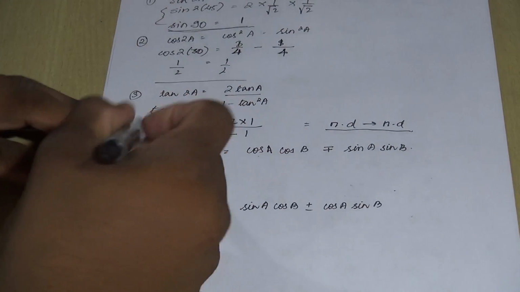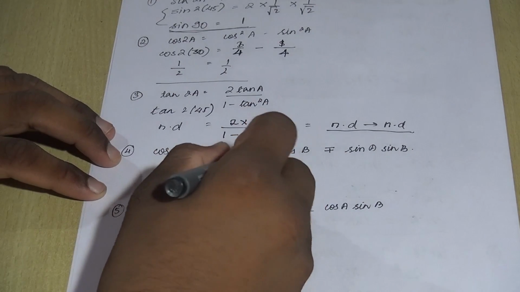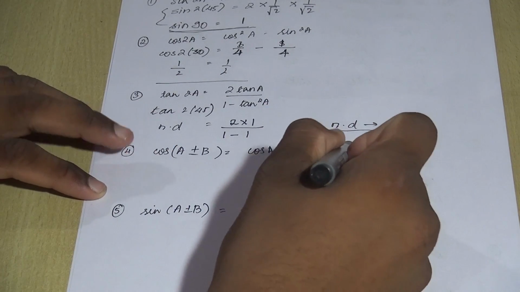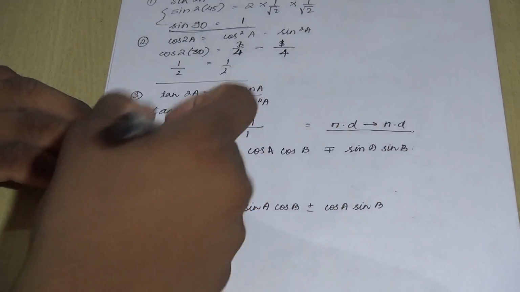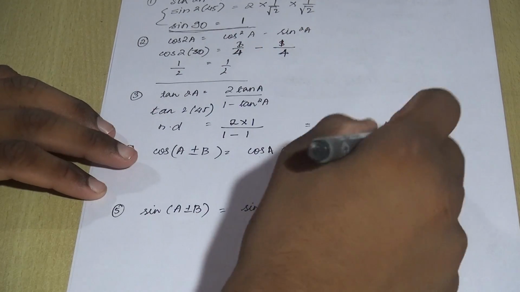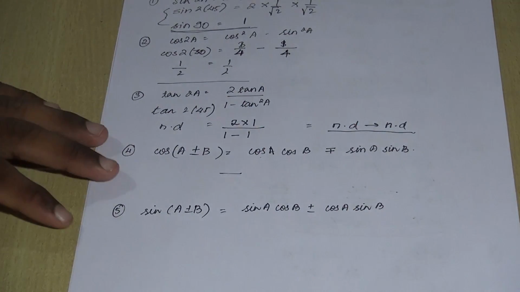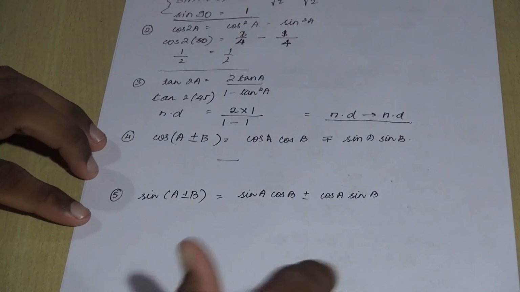This implies that if it is cos(a + b), then it will be equal to cos a cos b minus sin a sin b. And if it is cos(a - b), then it will be cos a cos b plus sin a sin b. We're not going to be verifying this, as it won't be of any use in the NCERT syllabus.